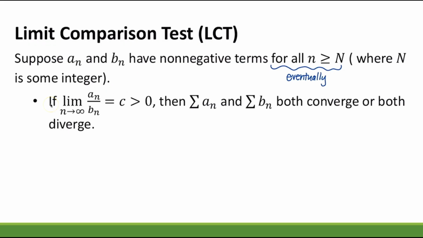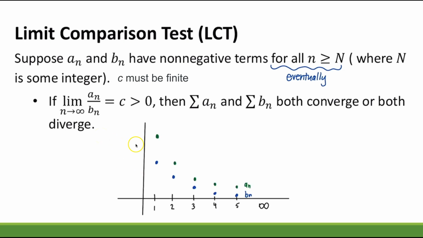All right, so let's take a look at what we have here. If the limit as n approaches infinity of a sub n over b sub n is equal to a finite number c that's greater than 0, then the sum of a sub n and the sum of b sub n both converge or they both diverge.